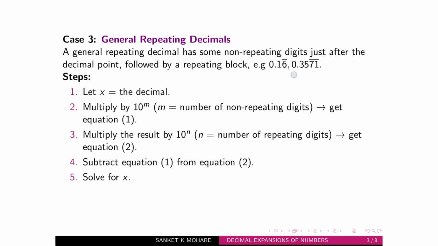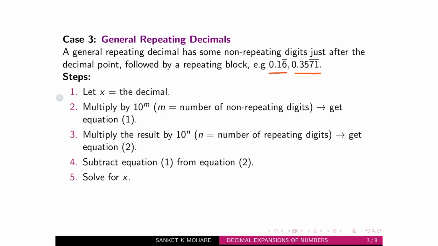A general repeating decimal has some non-repeating digits just after the decimal point, followed by a repeating block. For example, 0.16 bar, 0.3571 bar. These are examples of general repeating decimals. In this example 0.16 bar, after the decimal there is one non-repeating digit and then 6 started repeating. Same here in this example 0.3571 bar. After two non-repeating digits, that are 3 and 5, this block 7 and 1 started repeating.